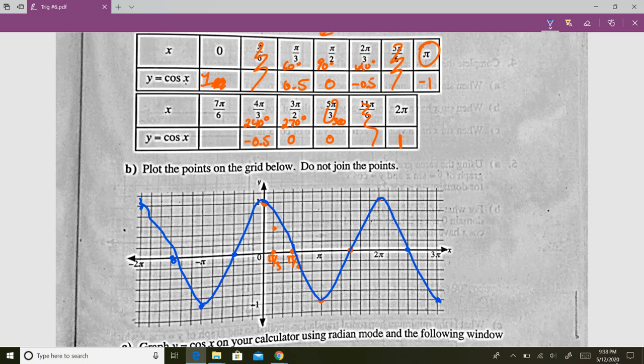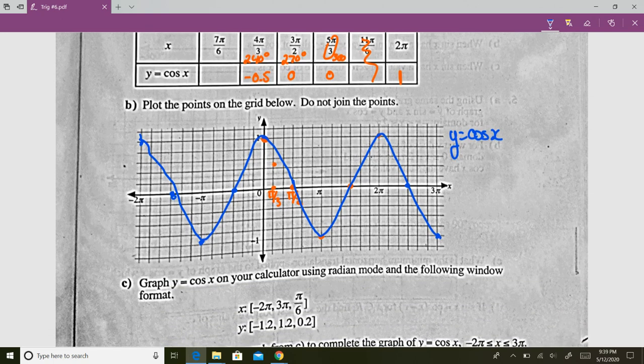There's the cosine graph. That's y is equal to cosine of x. Okay, a couple things about this. The difference between that and the sine graph is it starts at 1. Okay, so let's summarize this. We'll just write them on the side here.